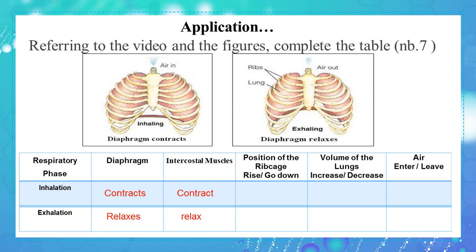The position of the rib cage rises during inhalation, while it goes down during exhalation. The volume of the lungs increases during inhalation while it decreases during exhalation. The air enters the lungs during inhalation while it leaves the lungs during exhalation.